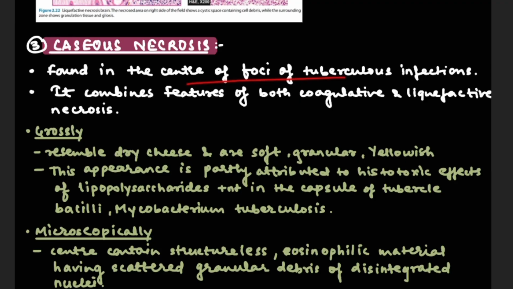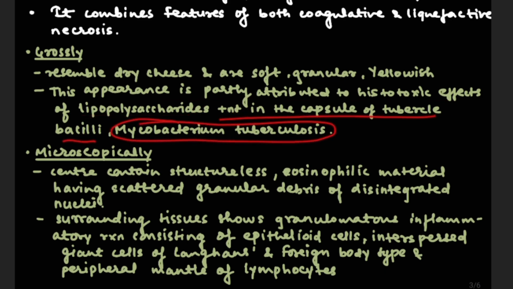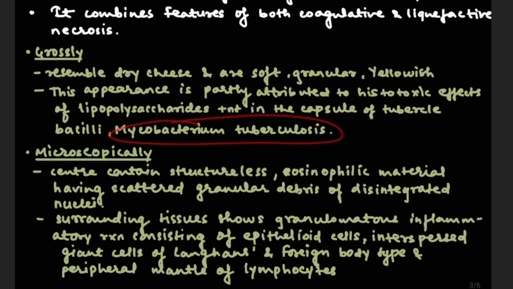It is found in the center of foci of tuberculous infections. It combines features of both coagulative and liquefactive necrosis. So the gross features are, it resembles dry cheese and is soft, granular, and yellowish. This appearance is partly attributed to the histotoxic effects of the lipopolysaccharides, which are present in the capsule of tubercle bacilli, that is known as Mycobacterium tuberculosis. This bacteria is responsible for causing TB.